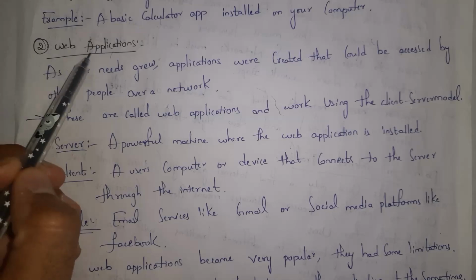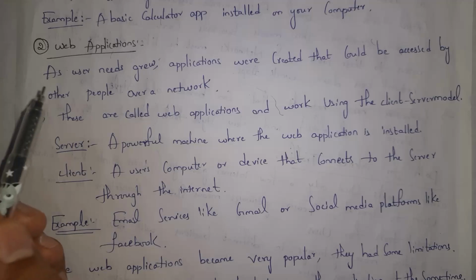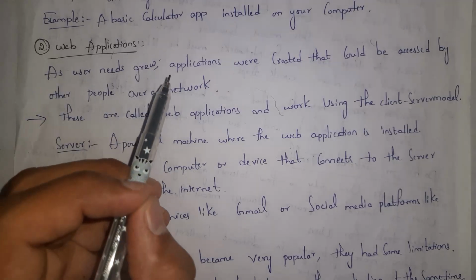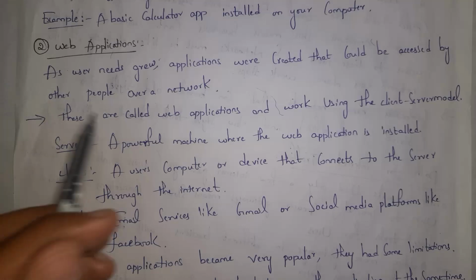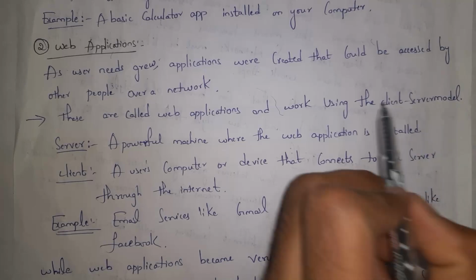Second one is web applications. Guys, at present, user needs are very high. At present, so many different kinds of applications are created and many people are using that applications in internet. So applications which are accessed by using internet, we call that applications as web applications. And these web applications work based on client server model.